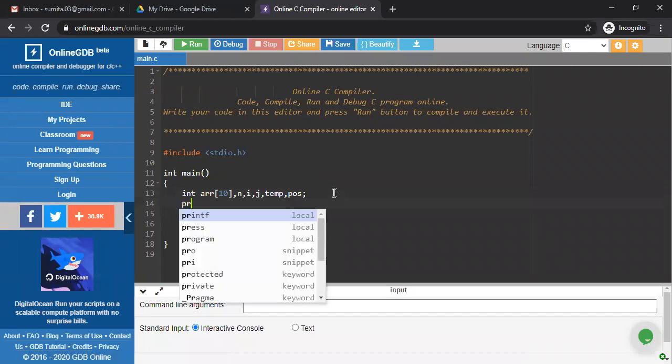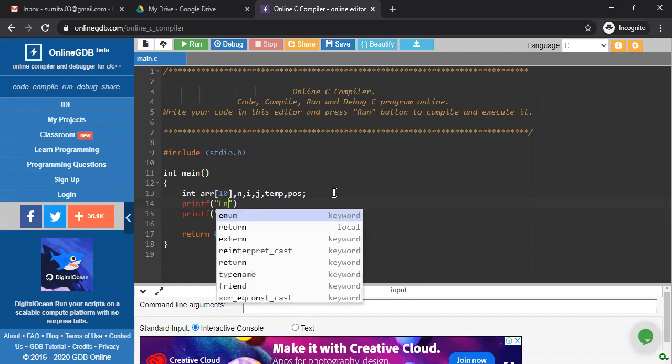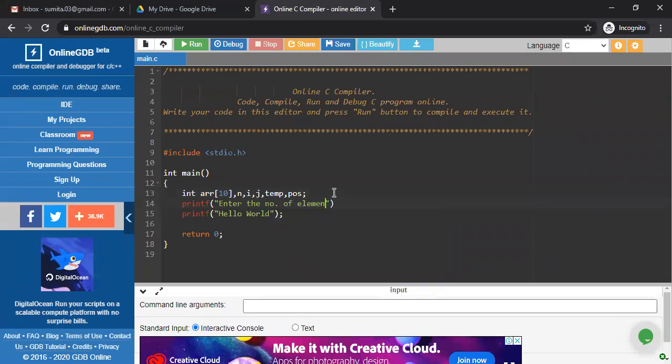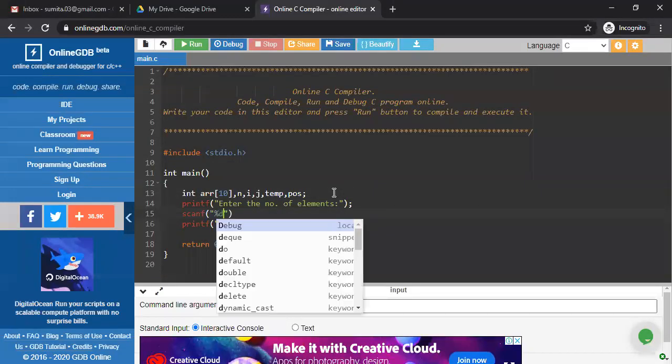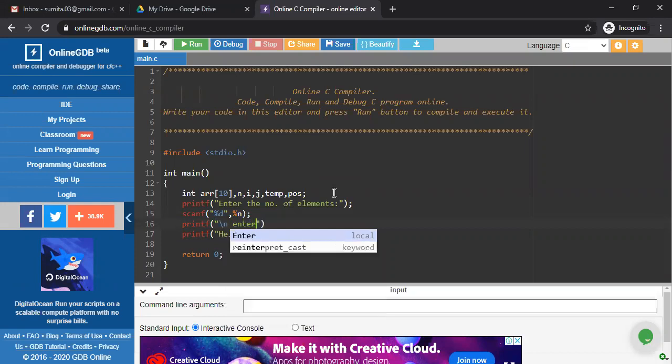After that, in a similar way, we first take the n number. So enter the number of elements. What is the value of n? Then scanf, %d, comma, ampersand n. After that, you enter the array elements randomly. So write here, enter the array elements.